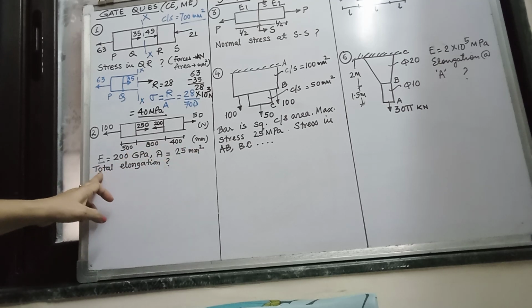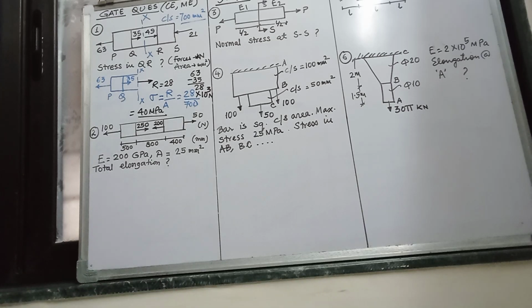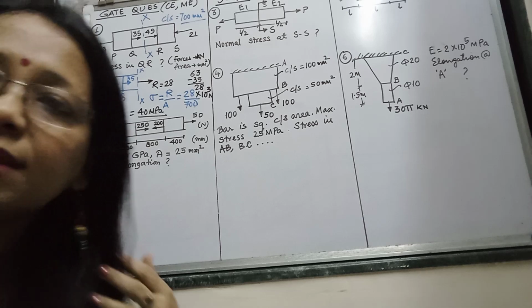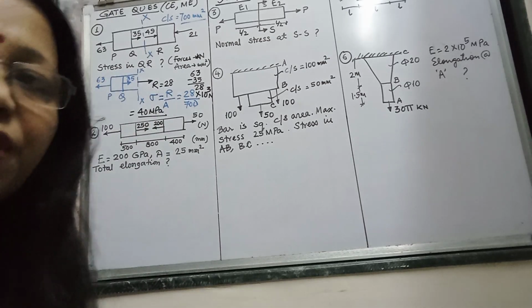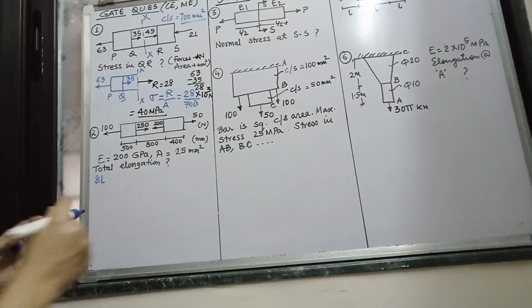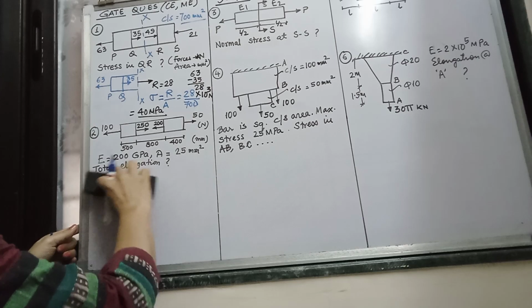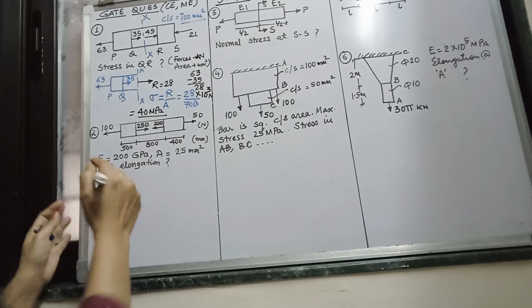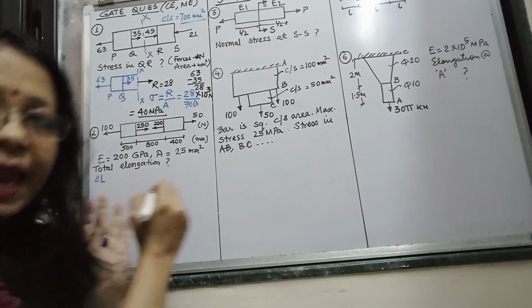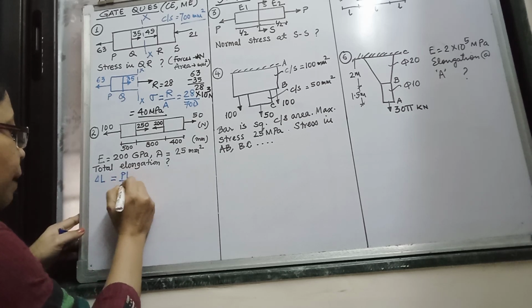You have to find the total elongation. So how will we solve this problem? What is the formula for the elongation? I have just covered it, and I also showed another notation. So let us say delta L. Delta L is equal to PL by AE.